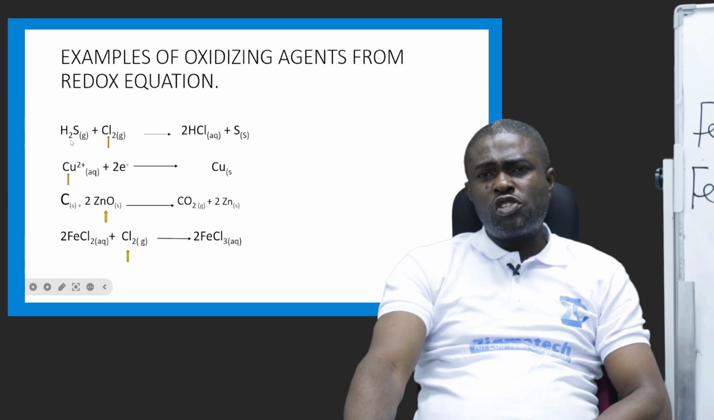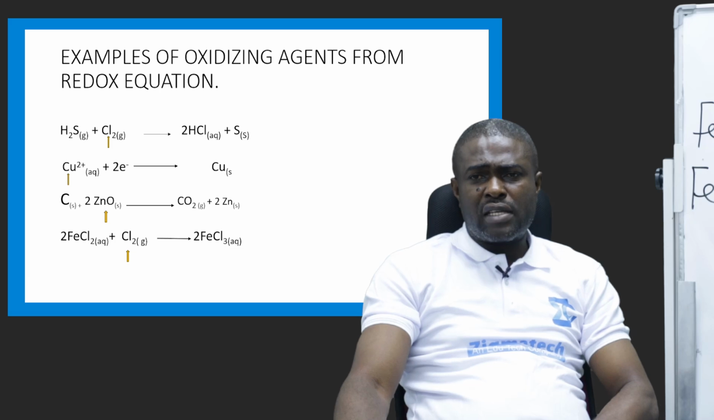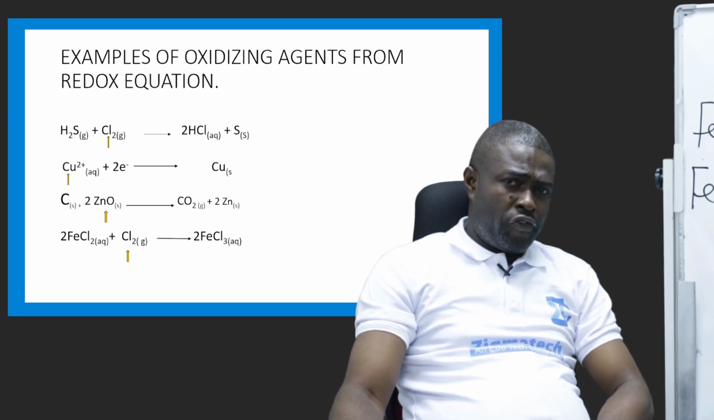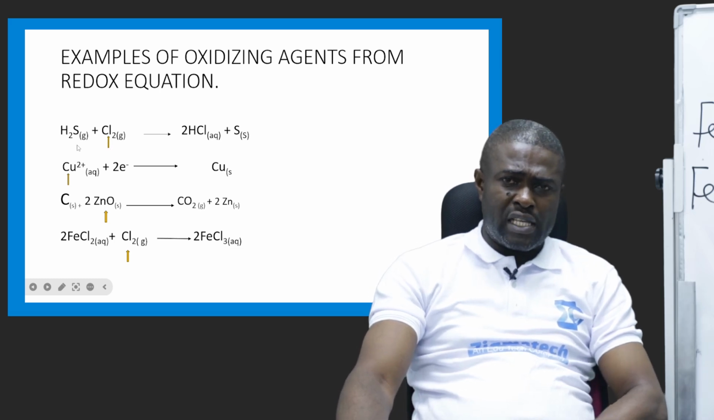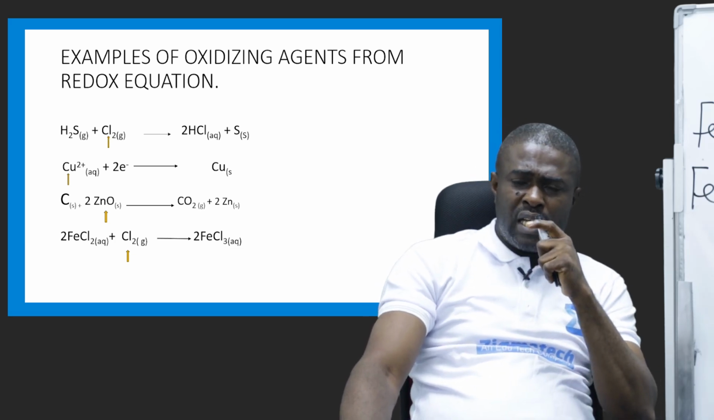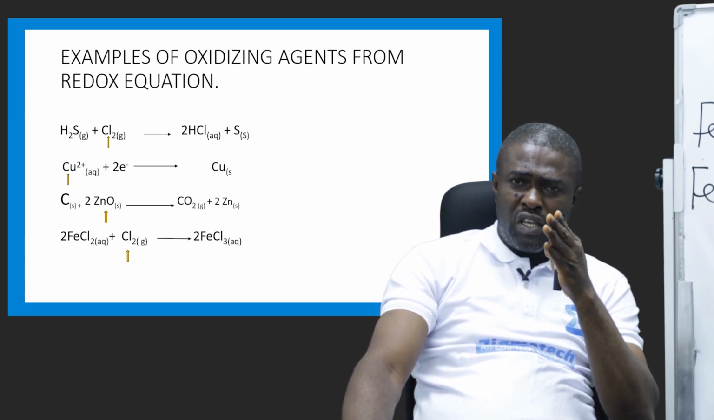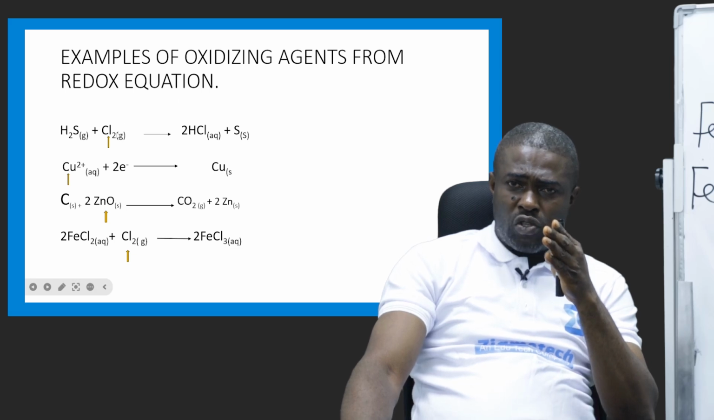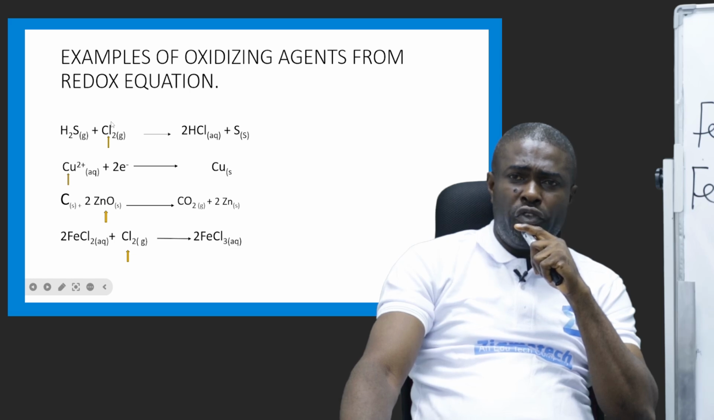Here, hydrogen sulfide is reacting with chlorine to give us hydrochloric acid plus sulfur. And I pointed at chlorine gas as being the oxidizing agent. Why is it the oxidizing agent? There are 3 things I mentioned. Let us look at those 3 things, to see if this chlorine actually qualifies to be an oxidizing agent. Let's look at the oxidation number of chlorine from here. Then we'll move to the right-hand side and see the oxidation number of chlorine in hydrochloric acid.